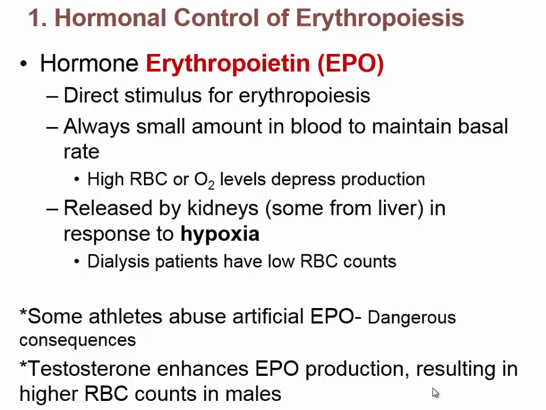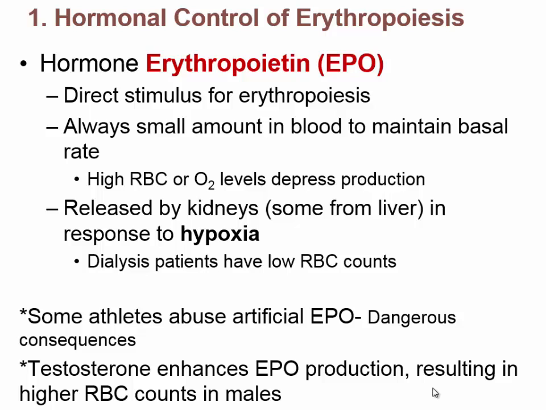What does it do? It helps make red blood cells. This is the hormone that will trigger your bone marrow to make red blood cells. So it's the direct stimulus for erythropoiesis, the making of red blood cells. We always have a small amount in our blood, so that we are always making that 2 million red blood cells every single second.